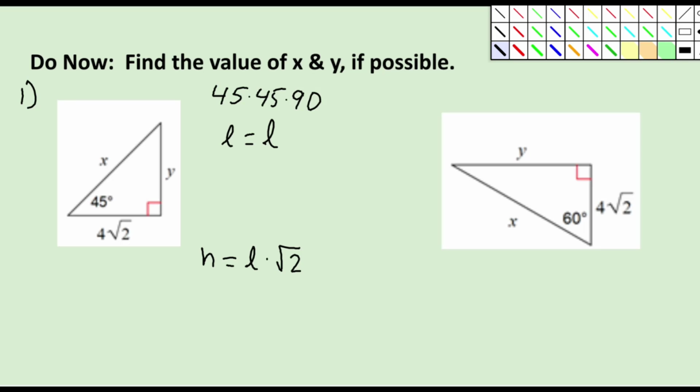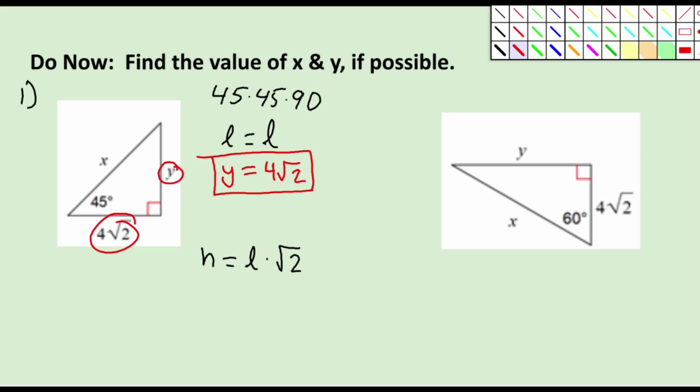So in this problem, if we were to just do a quick little substitution, there's a leg here, there's a leg here, and these have to be equal, so y is equal to 4 square root of 2. I'm done with that problem already. We already found out what y was. Not much to do there.